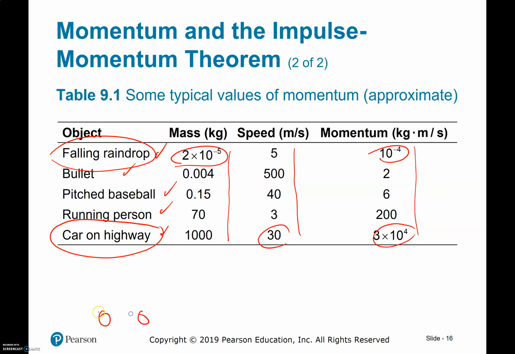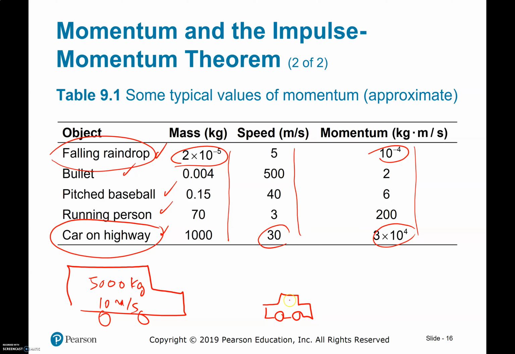So imagine a truck. You have a truck here, and let's say this truck is 5,000 kilograms, going at 10 meters per second. And now imagine a small car, going at the same speed, but now this car is, let's say, 800 kilograms. Well, let's just make it 1,000 kilograms too. So 1/5 of the truck.